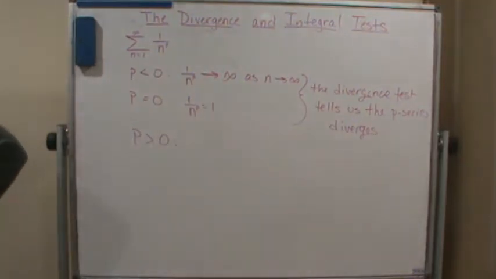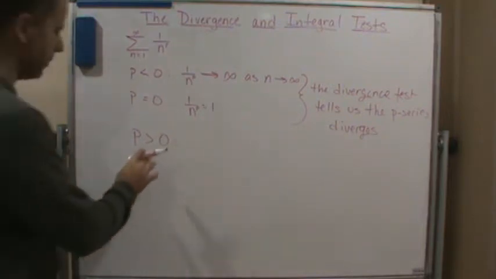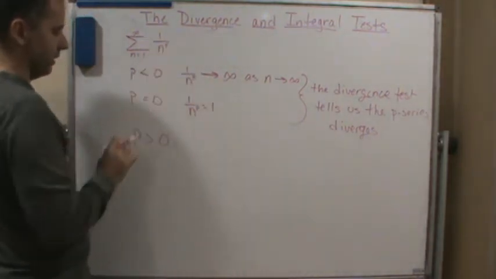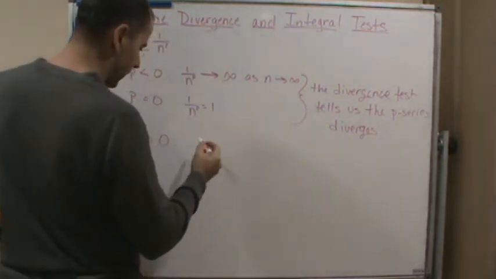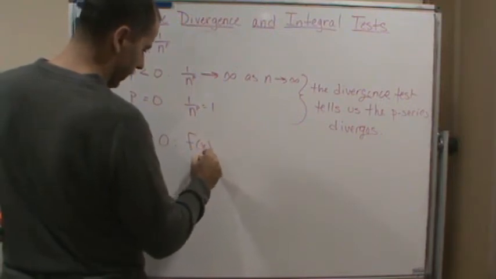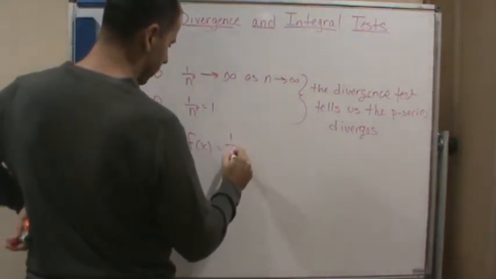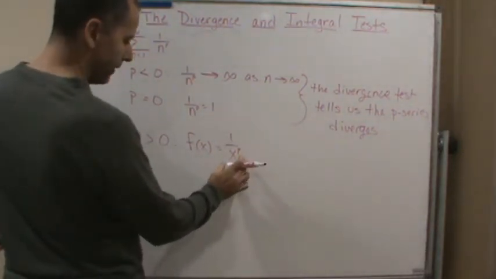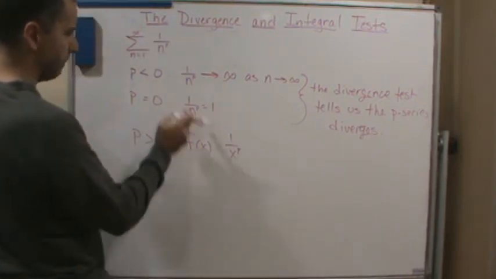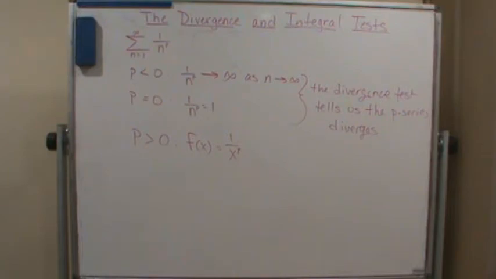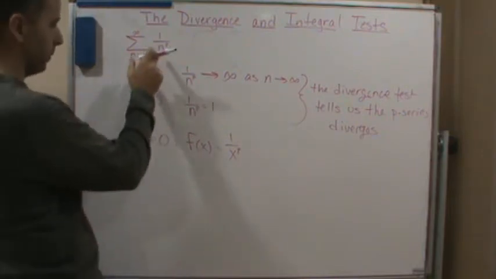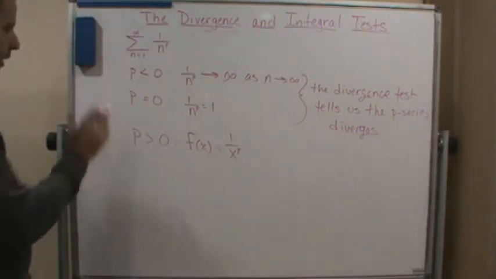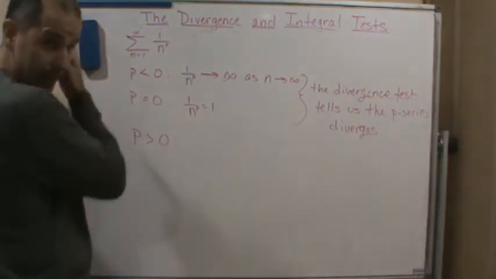In this case, we're going to use the integral test, because for p greater than 0, this series has positive terms. So we can use the function f of x equals 1 over x to the p. This is a continuous decreasing function that behaves just like the series at the integer values, so f of n equals a sub n. So it meets the conditions for the integral test.